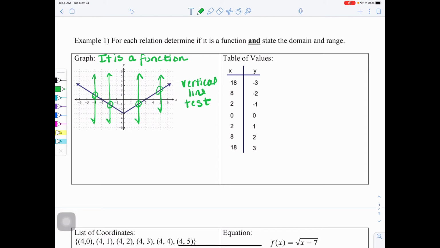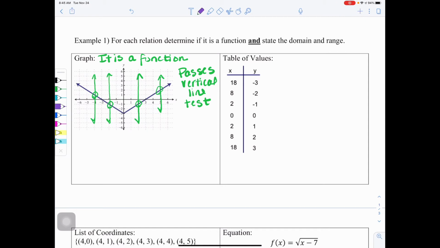And the reason, if I had to explain, it's not asking us to do that, but these are our notes and I would like you to add this. I'm gonna put the word passes right in front of vertical line test. Now you can also use the fact that each input has one output. That explanation counts for everything, but for a graph only, you're allowed to use this special vertical line test.